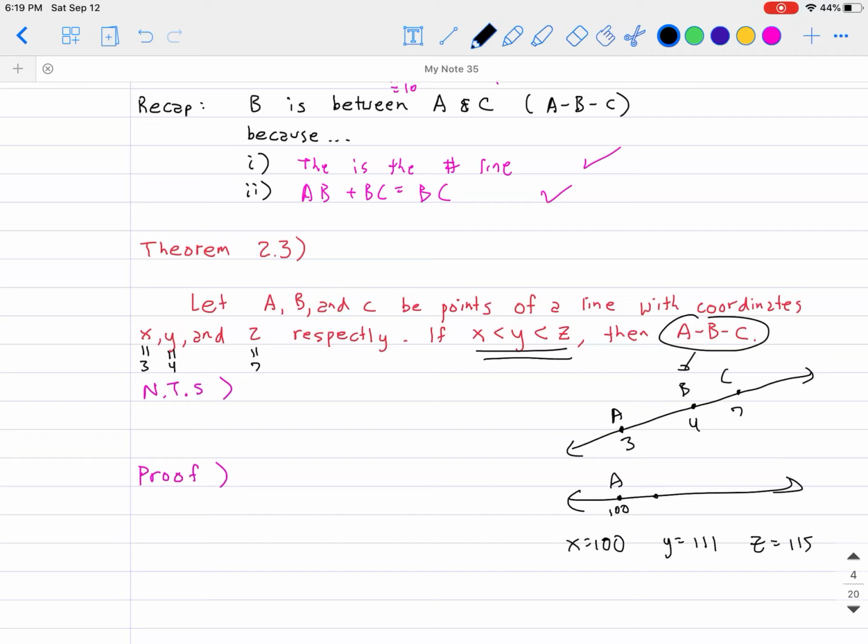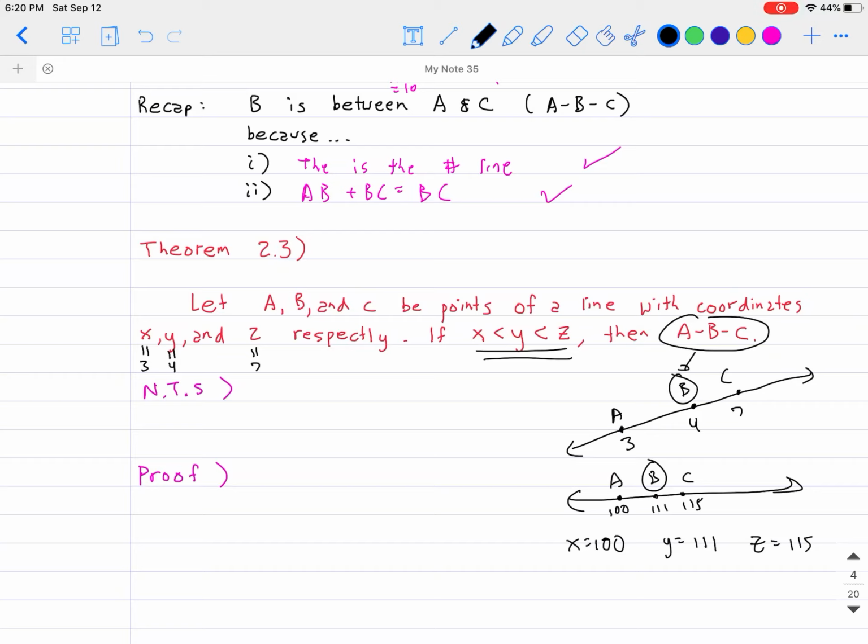So on the number line here, you can have 100 right here, which is supposed to be denoted as A. And next to it is going to be 111 on the number line, and that's going to be denoted as B. And finally, at the numerical value of Z, which is at 115, somewhere to the right of it, that's going to be C. And once again, you can see that B is going to be in between the two then.